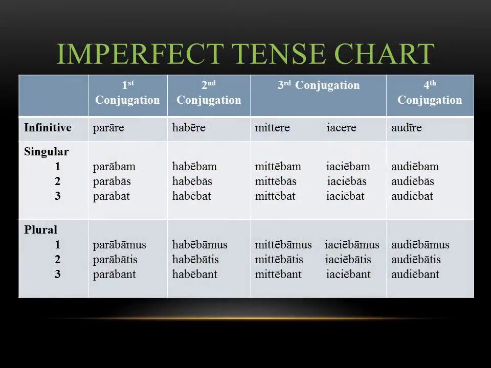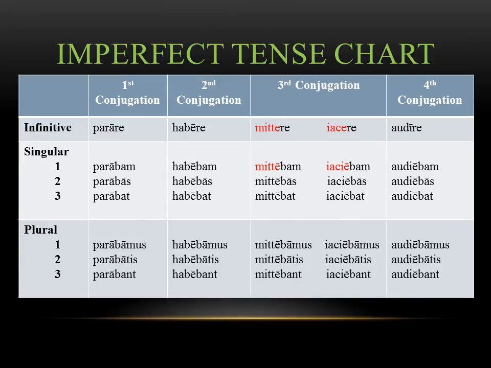So let's take a look at our chart again. This time we've put in the imperfect ending. So again, you want to take note. All four conjugations in the imperfect are using the present stem, and the way you get that stem is going to the infinitive and dropping the RE. So if we look at the first and second conjugations, parare and habere, we've just taken the infinitive, lose the RE, and you have para and habe. Those are the two present stems that we use for those first and second conjugation verbs.